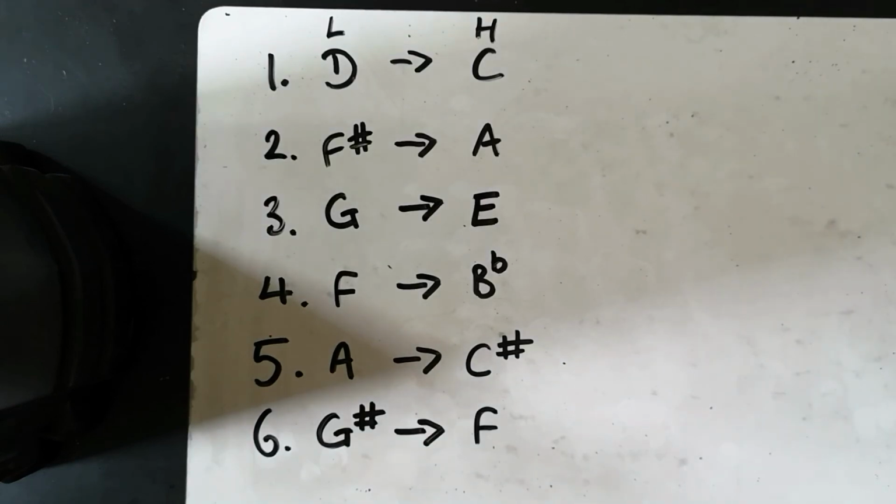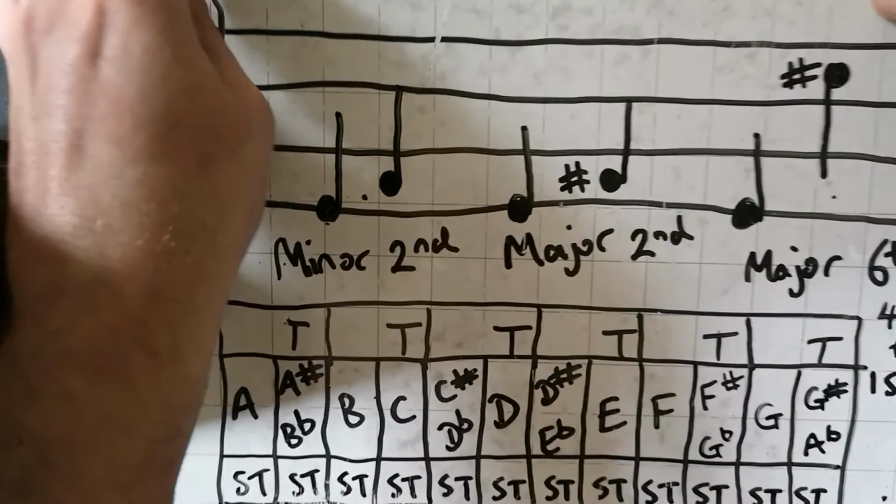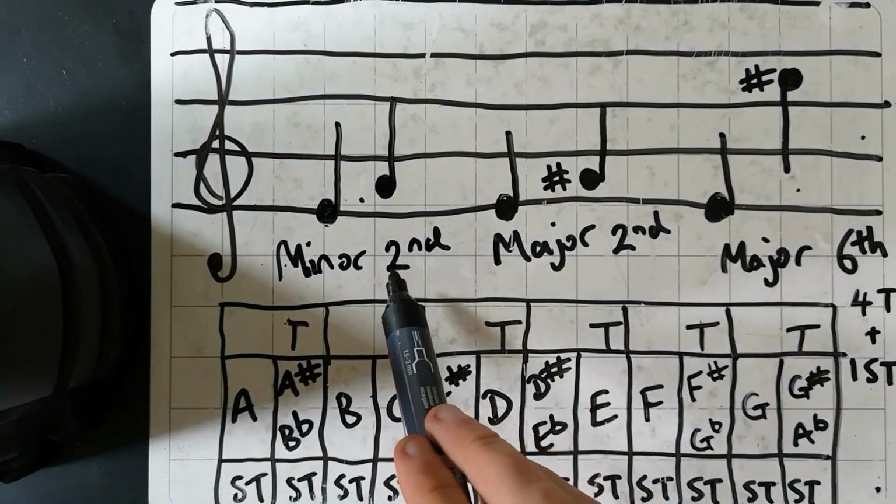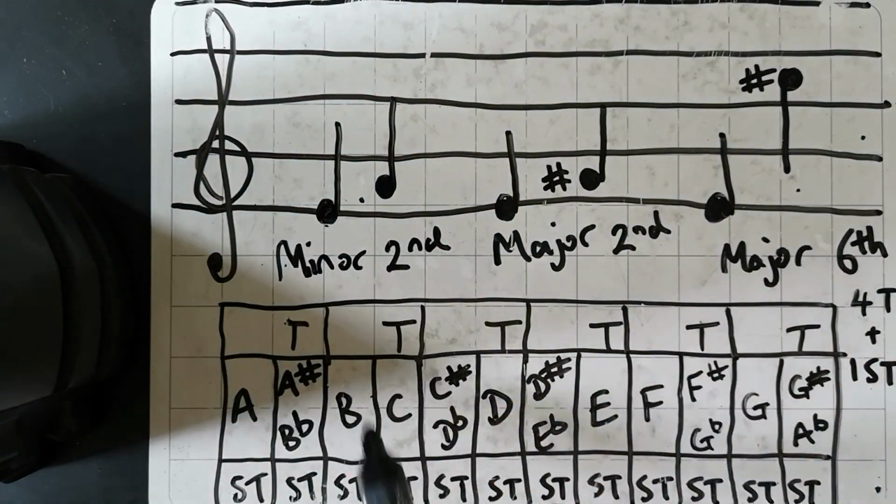Okay, so draw it out on a stave, just like I've done, and then tell me what the interval is there. Draw out this grid as well, that will come in handy. Okay, and that's it, and there'll be another theory video next week.